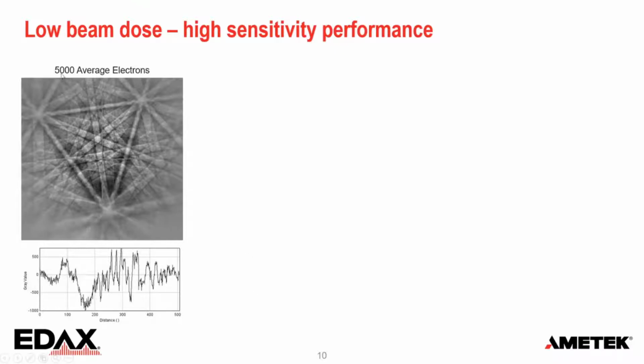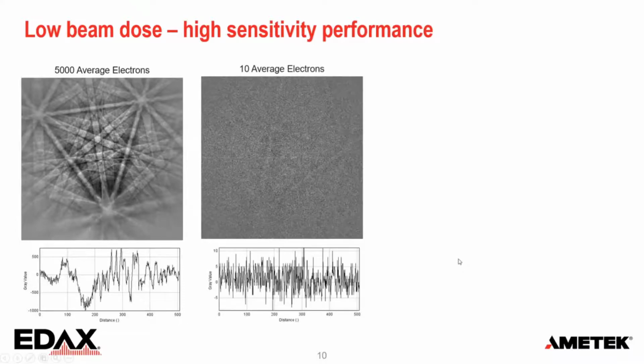This is with 5,000 electrons on average per pixel. And this is what it looks like with 10 electrons on average per pixel. So these two extremes illustrate the entire range of operation of the Clarity detector.